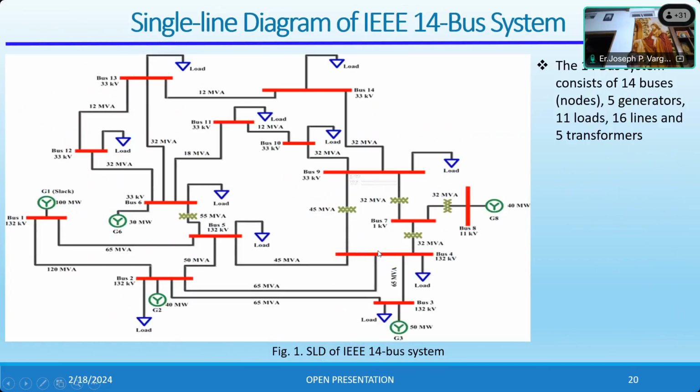This is the single line diagram of the IEEE 14-bus system for conducting the test. We have developed the algorithm, and firstly we are implementing it in this network. In the IEEE 14-bus system, you know that there are 14 buses, and we have 5 generators.